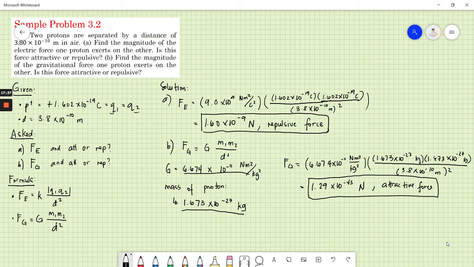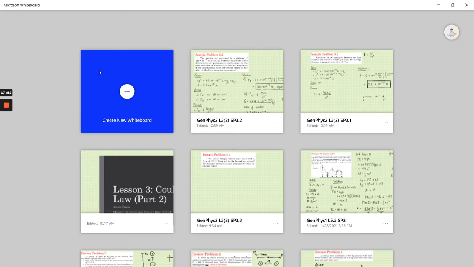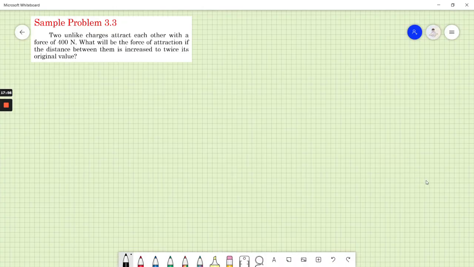What I want you guys to remember for Fg, we do not use the charge. We have to use the mass of the object. Coulomb's law is where we use the charges. So that's sample problem 3.2. And let's add on to our last sample problem. Sample problem 3.3. Okay, now let's read it.